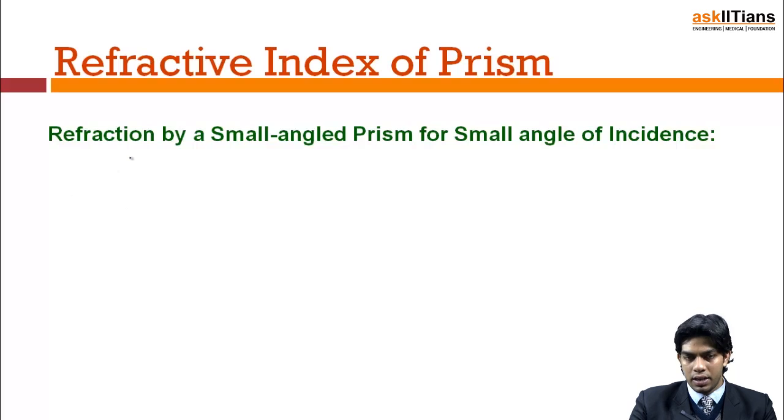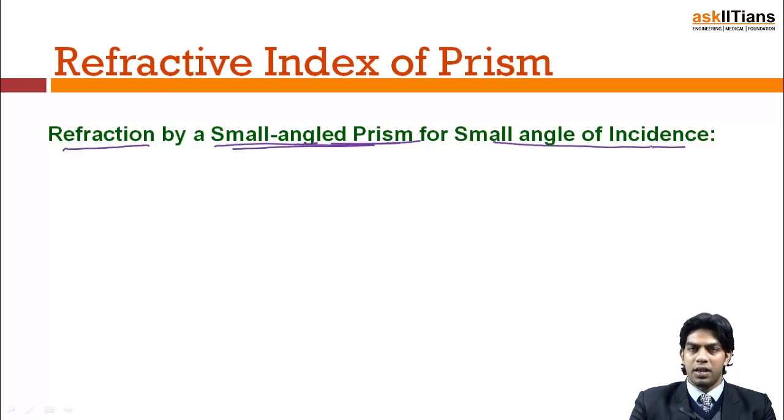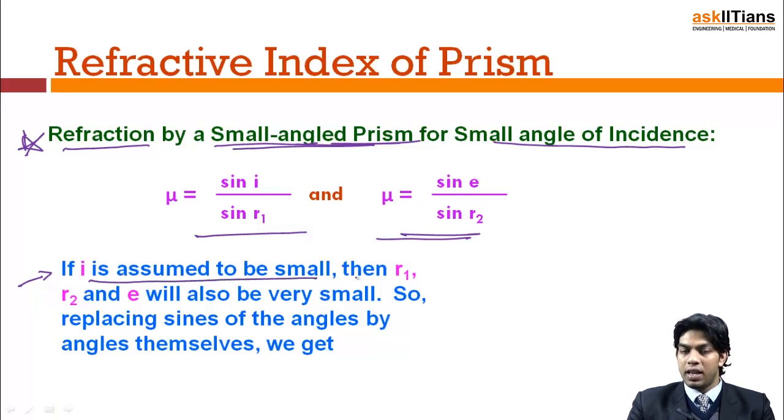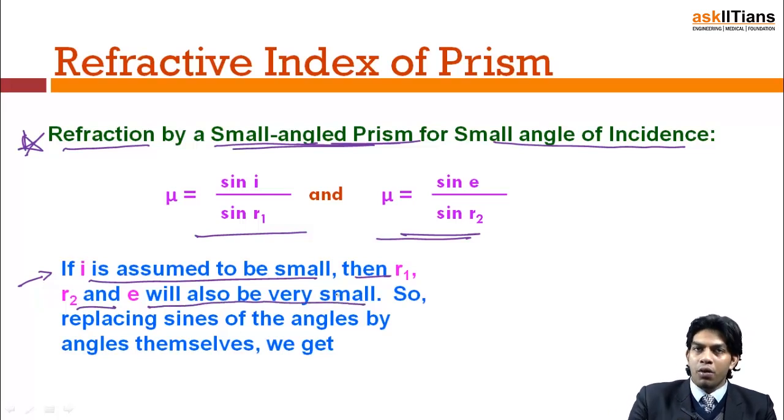So this one over here is refraction by small angle prism for a small angle of incidence. That is, I am keeping the angle of prism small and also angle of incidence to be small. So sin I by sin R1, this comes out to be sin E by sin R2. Now here the assumption which I have placed for this particular setup. So in this particular setup, if I is assumed to be small, that is small angle of incidence, then R1 and R2 and E will also be very small. If I am starting off with small angles, so the minimum amount of deviation will be in multiples of the sine of their angle.